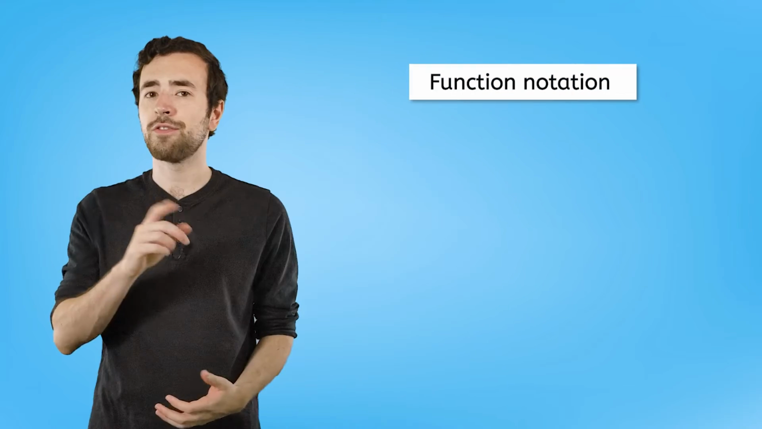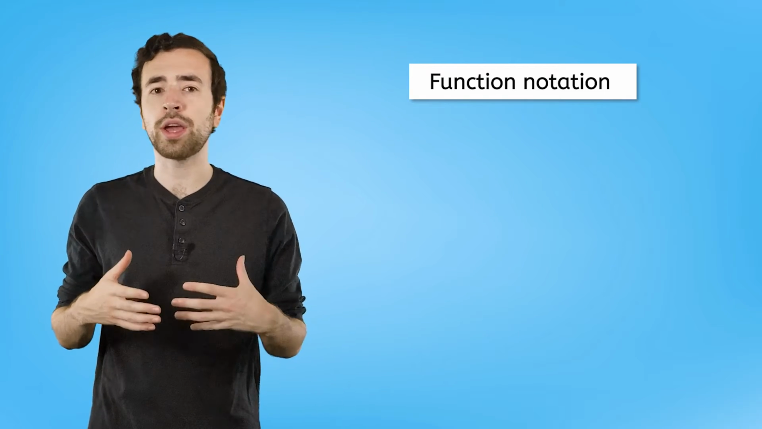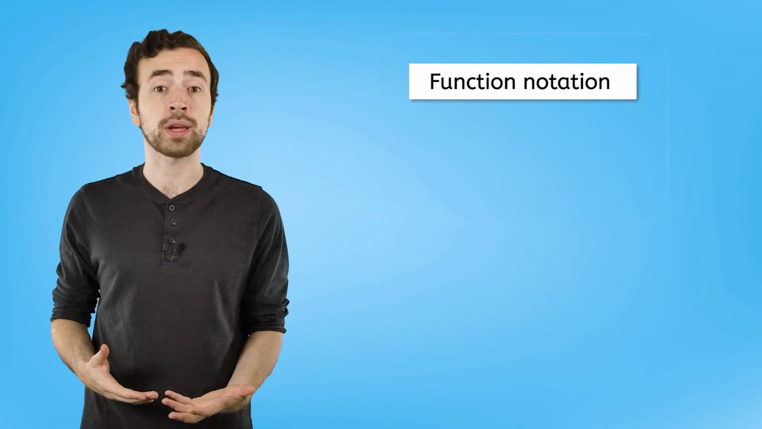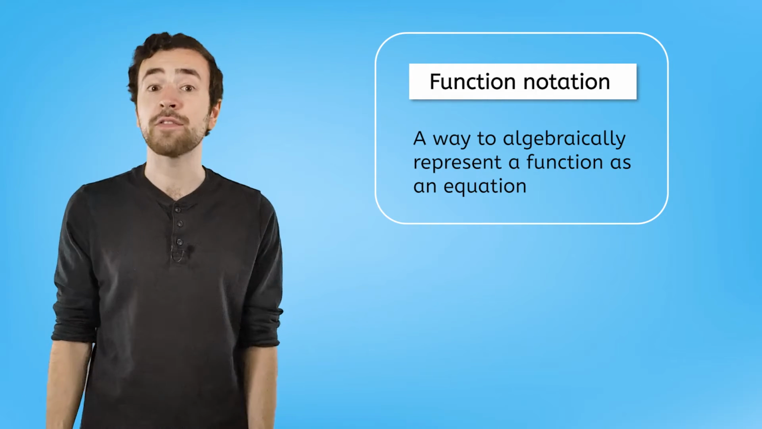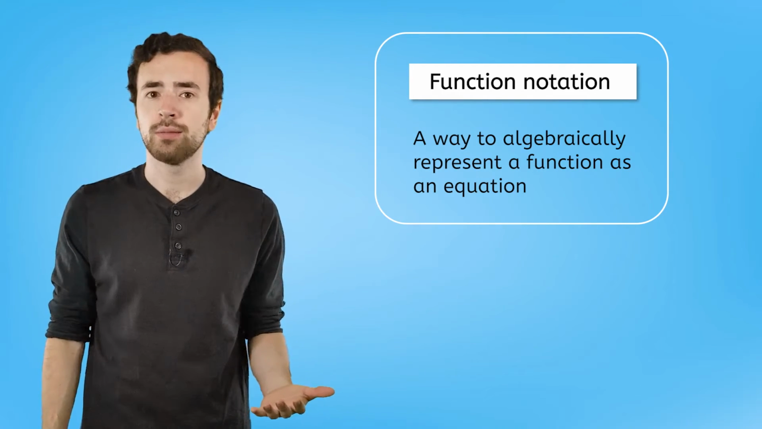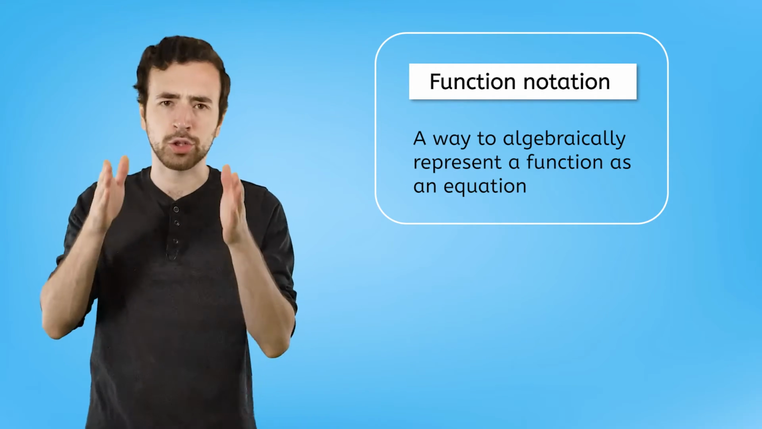what's called function notation. Now, notation just means a way to write or represent something. So function notation is a way to algebraically represent a function as an equation. It's kind of like giving the function a name and describing it in a short and clear way. Now, let's use that example we were working with on our function machine, the one with the function rule of x plus 1. I'm going to call that function f.